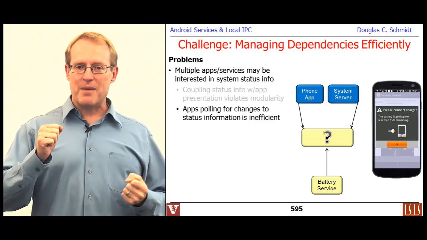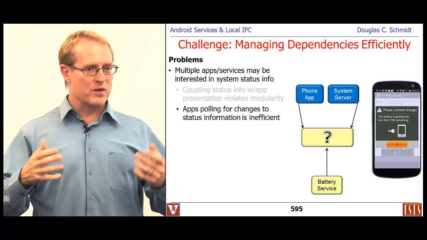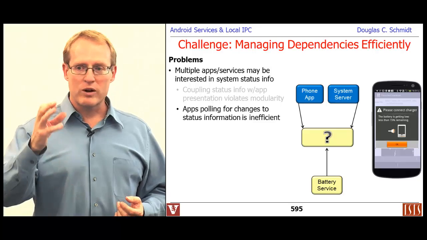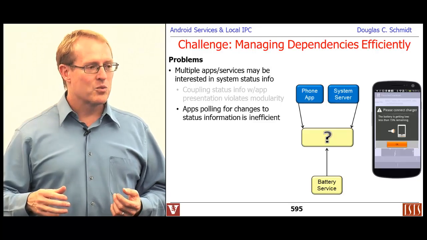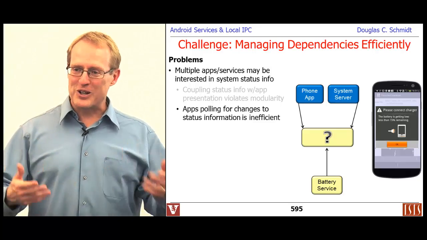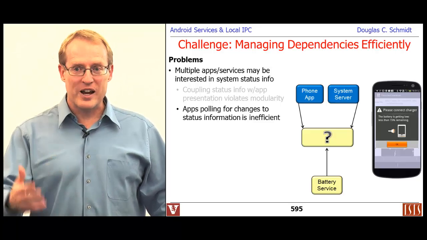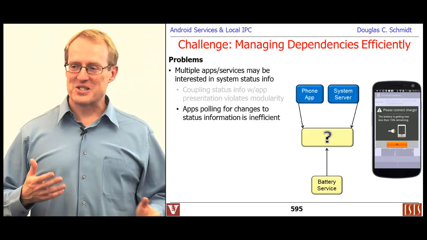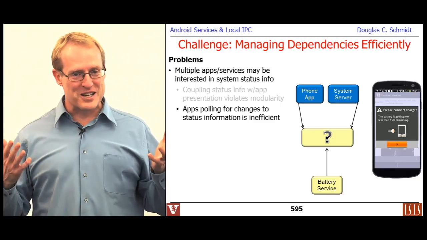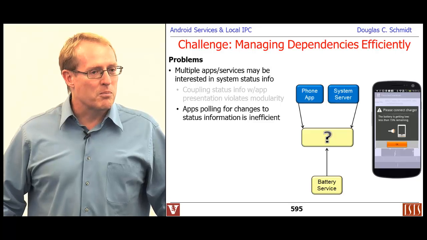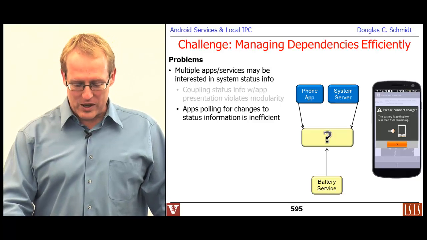Likewise, having the app continually ask some service, are you running low on battery? Are you running low on battery? Well, pretty soon you'll run low on battery because you spend all your time asking whether you're low on battery. It's like having your kids say, are we there yet? Are we there yet? Because it's not making it go any faster. It's just getting it to be a lot more painful. So a polling-based model isn't really the right way to go either.